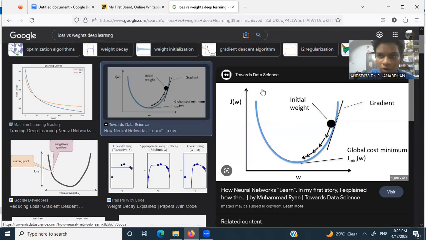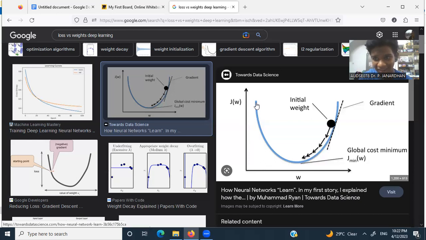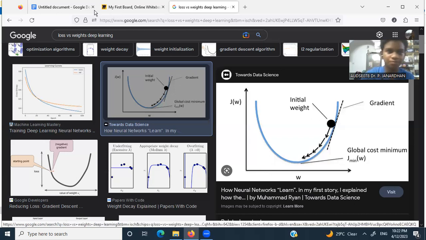So at every step, we are going to compute the slope of this function with respect to W. That is how this W is affecting the loss function. We are going to calculate that, and then we are going to converge to the minimum loss. Here, this ball represents the value of W and the cost function. The x-axis represents W, the y-axis represents loss, and we want to get to the lowest loss possible.